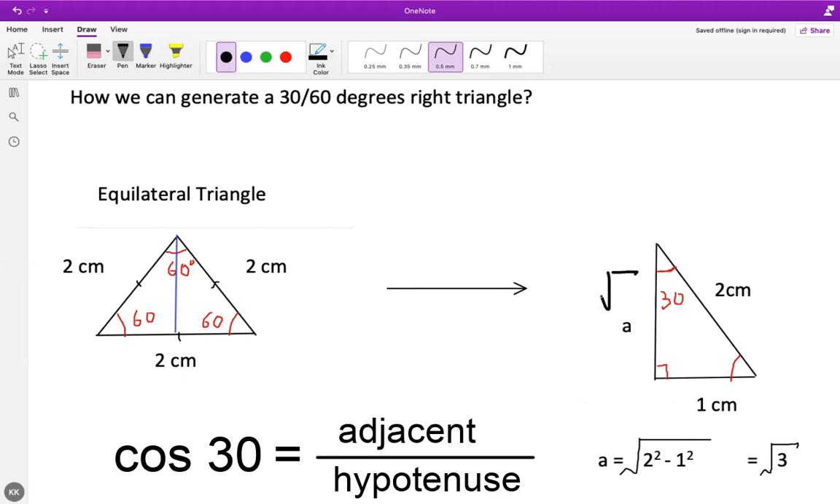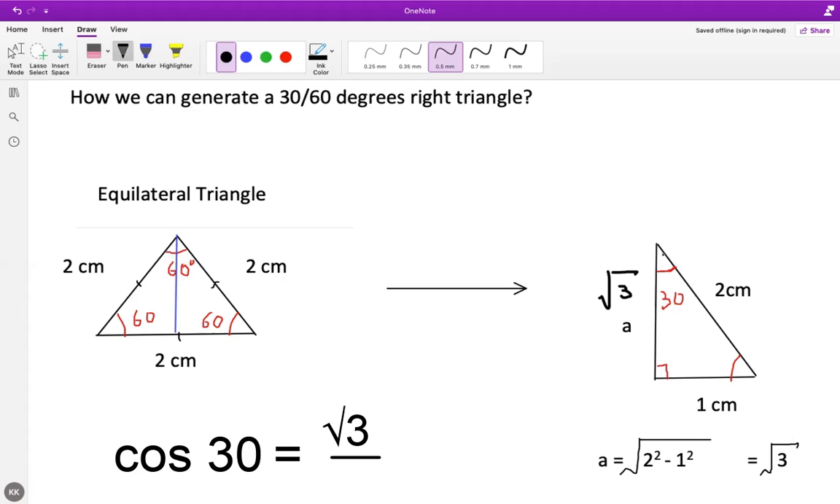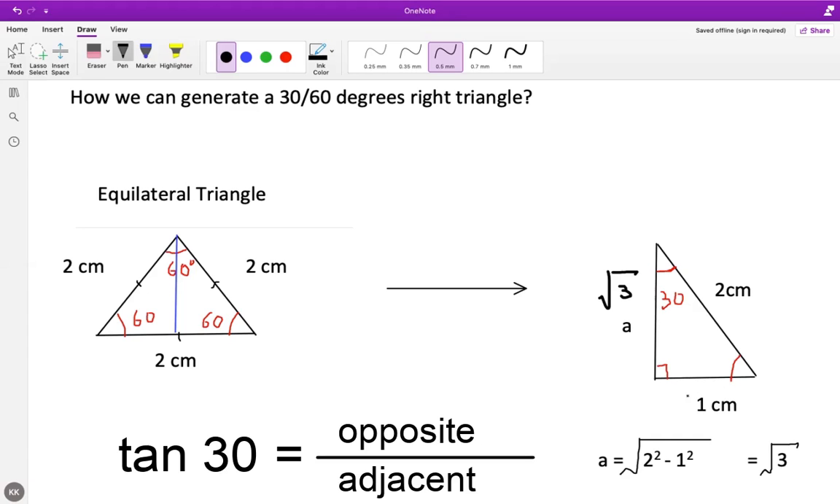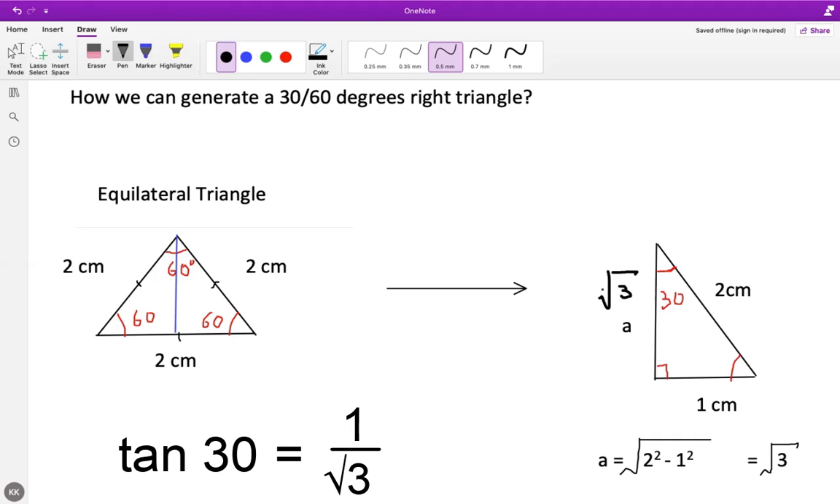So this is my length for the adjacent side for 30 degrees, so this one. So cosine 30 degrees is your adjacent, which is root 3 divided by 2. So cosine 30 degrees is root 3 divided by 2. So what about tangent 30 degrees? Tangent 30 degrees, we take the opposite, which is this one, opposite to 30 degrees, divided by root 3. So which is 1 over root 3.